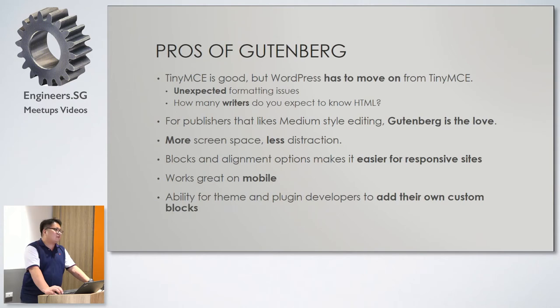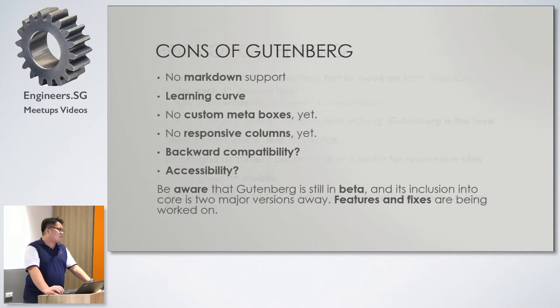There's also the ability for team and plugin developers to add their own custom blocks. Right now, because Gutenberg is something new, the developers are more or less, I wouldn't say hesitant, but slowly gearing into providing custom blocks for Gutenberg, right? Given that there's a drive to include this in the WordPress core in at least a year's time, right?